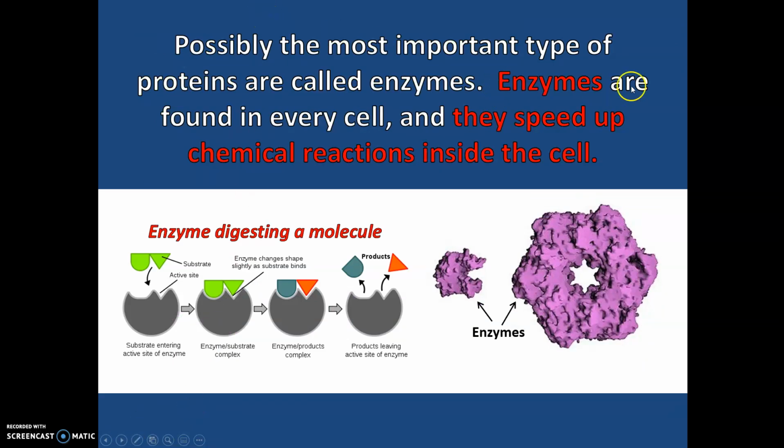The most important, maybe, type of protein we call enzymes. And these enzymes are in every single cell, and they speed up chemical reactions inside the cell. And here we have an example. Here are some computer simulated diagrams of some enzymes, and then we have some drawings here.